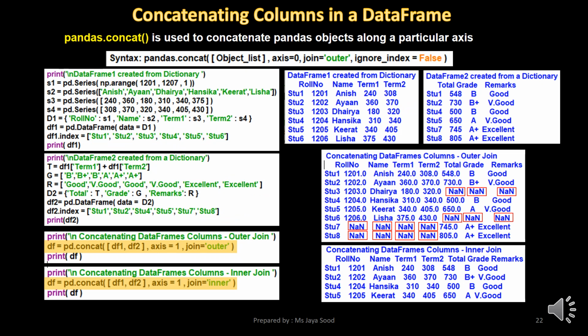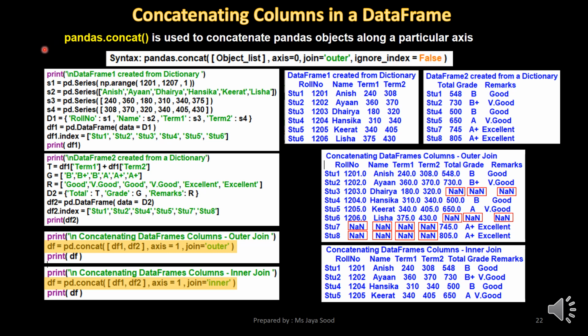Concatenating columns in a data frame. The pandas.concat method is used to concatenate pandas objects along a particular axis. The syntax to use the pandas.concat method is as shown here. The first parameter is the list of objects to be concatenated. Axis is by default 0, which implies concatenation along the rows. If axis is 1, then the objects are concatenated along the columns. Join is by default outer. It can be set to inner also. Ignore index is by default false.